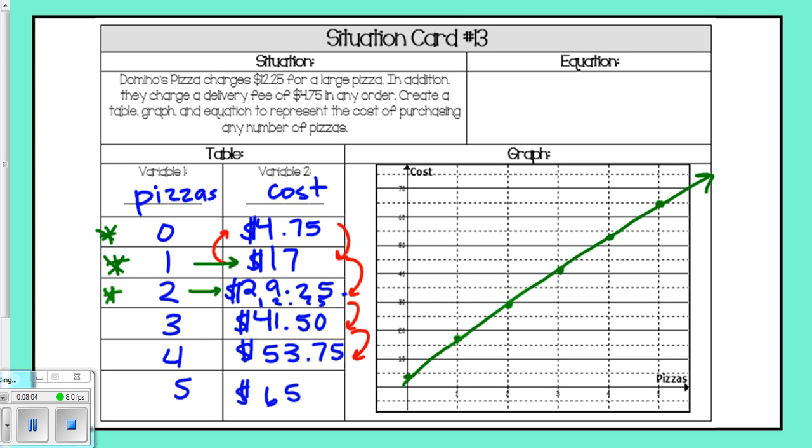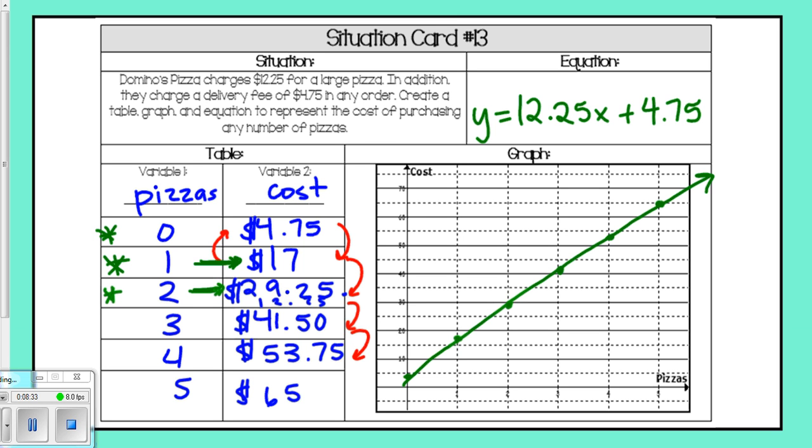So it's not just a simple jump, okay? 1 plus 16 is 17, but 2 plus 16 is not this. So it's a little bit more complicated. Really, I would look more at my situation and the story to figure out the equation in this sense. So it's $12.25 for each pizza, right? Each implies that we need to multiply it, okay? But then I'm also adding on to that a delivery fee of $4.75, okay? So y equals, y being the cost, 12.25x plus 4.75.